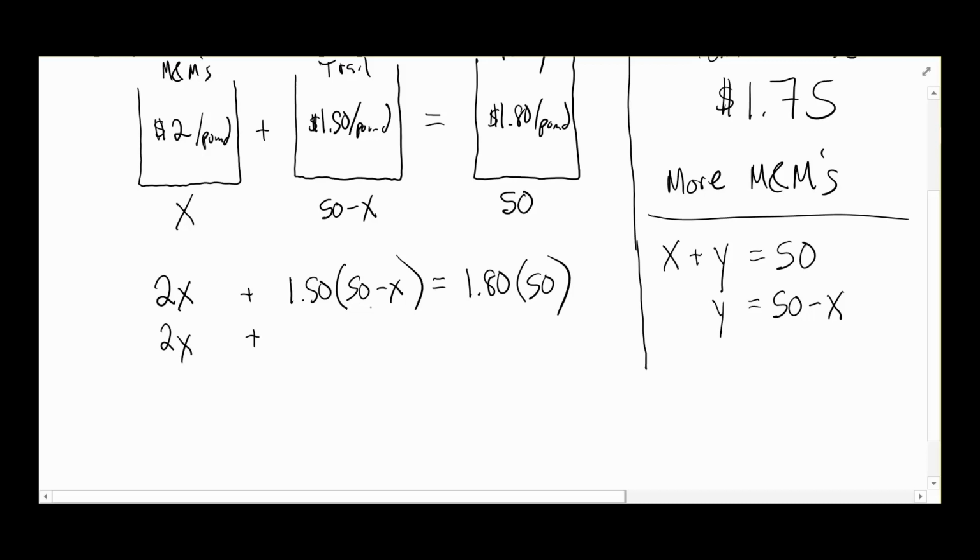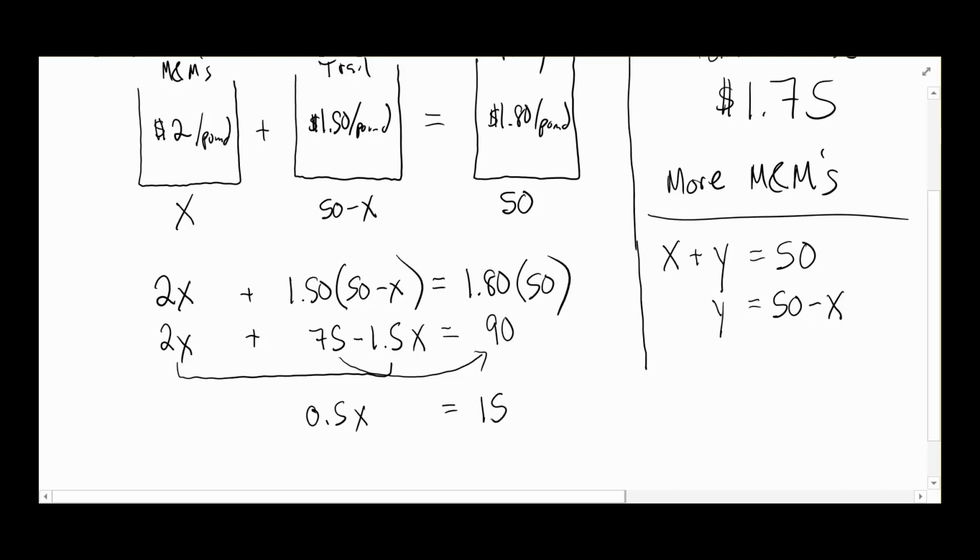So 1.5 times 50 is going to get me 75. Distribute the 1.5 over to the x. And 1.8 times 50 is going to get me 90. I can combine like terms on the left with the 2x minus 1.5x. That's going to get me 0.5x. And I can subtract 75 to the other side. That's going to get me 15. And if I divide by 0.5, I'm going to get x equals 30.